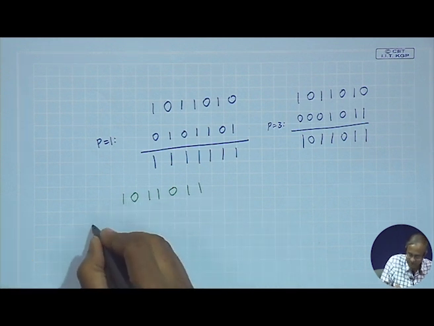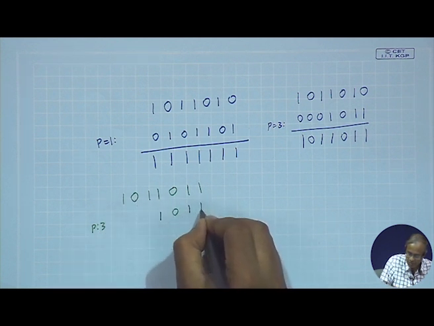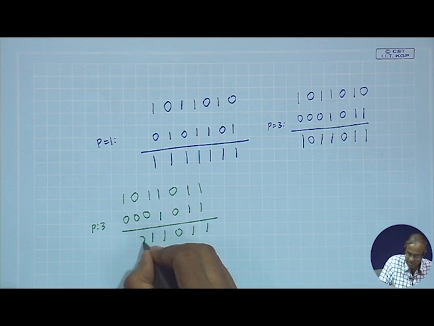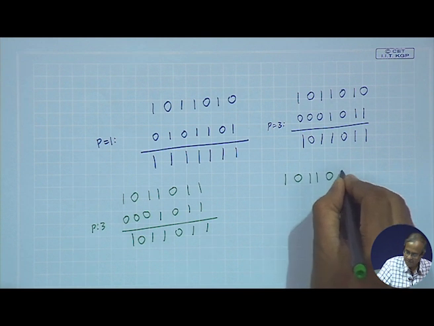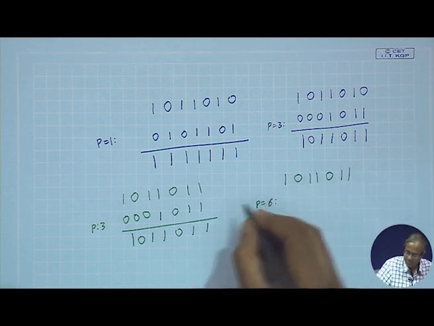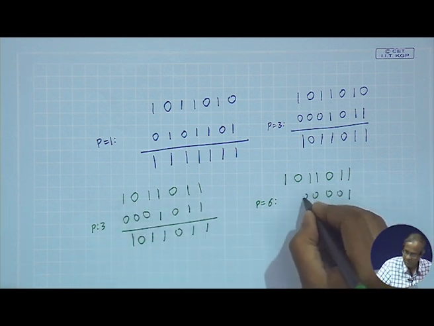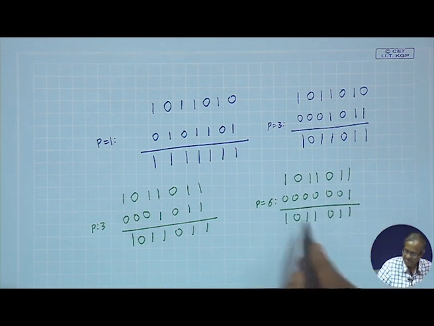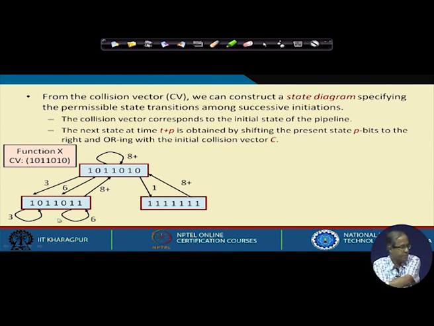So, if you shift by 3, 1 2 3, it will be 1 0 1 1 and 3 zeros, 1 1 0 1 1 0 1. So, you are in the same state. Similarly, if you shift it by 6 positions, 1 2 3 4 5 6, this 1 will come here and all the rest are zeros. So, if you do OR, again it will remain the same state, right. So, you see from here 3 and 6 are resulting in a self loop, that you remain in the same state.